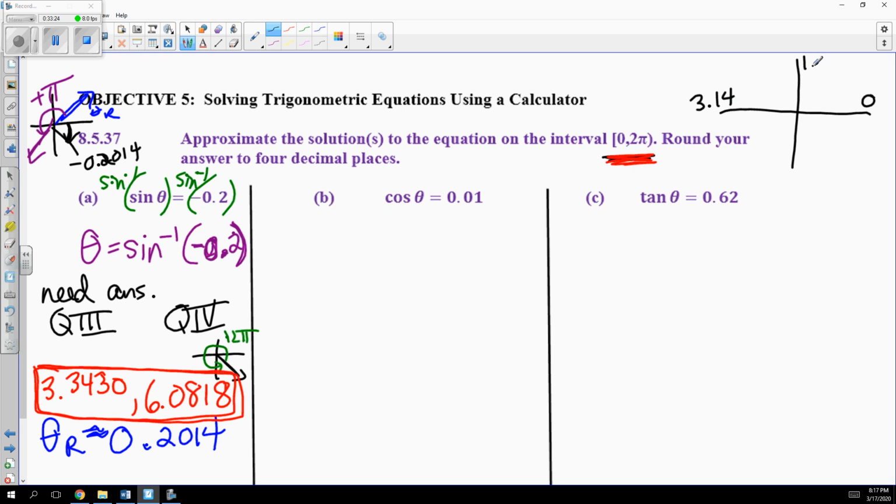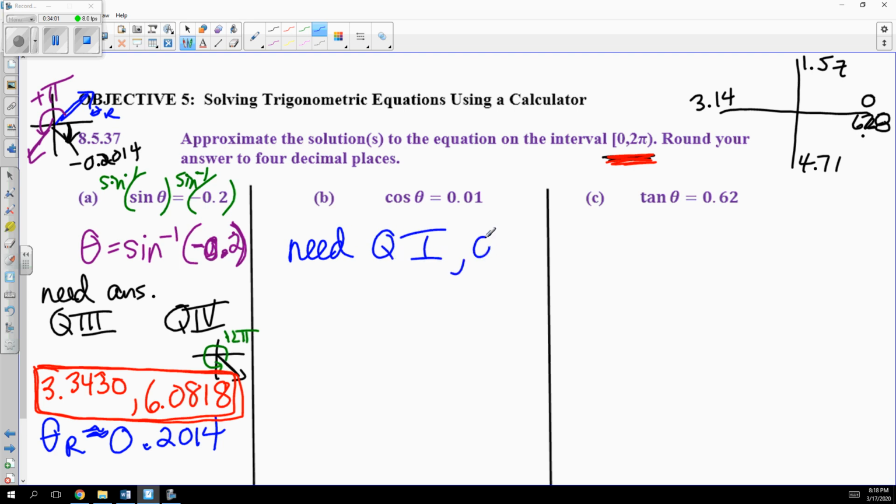So this would be about 1.57, and then this would be about 4.71, I think, and then 6.28. So you can find out if you're even close by approximating and seeing if they're within that range. What I mean by that is I know I have a quadrant 3 angle when I see 3.3430 because it's between 3.14 and 4.71. Okay, I would try the others on your own a little bit. This is what you need.